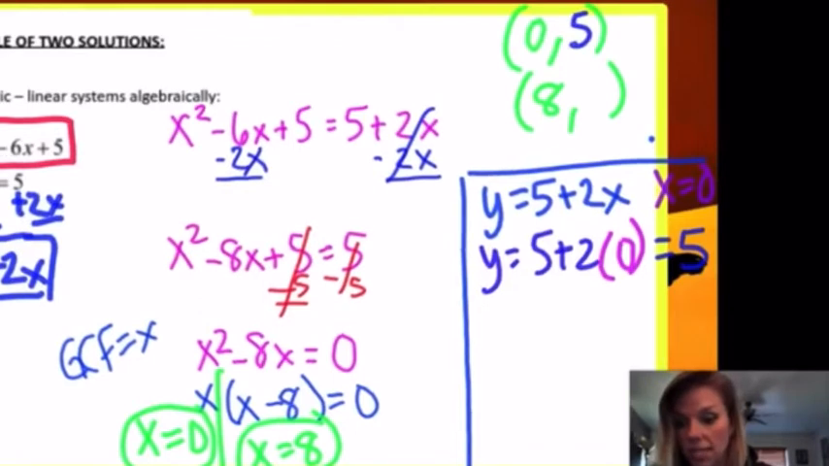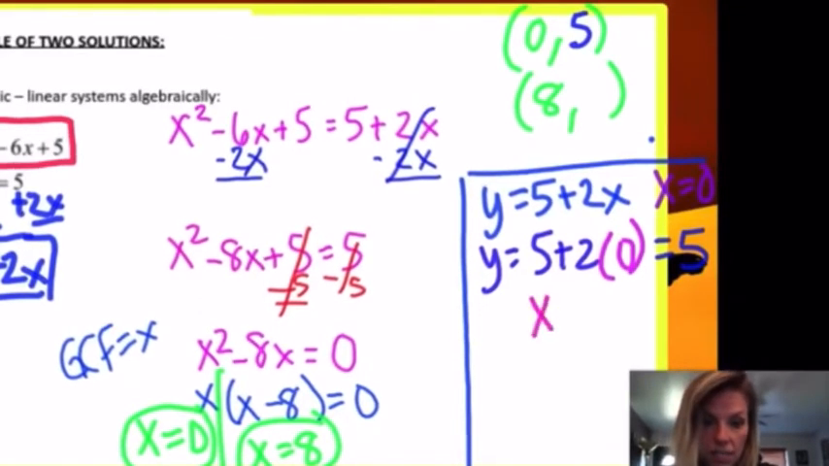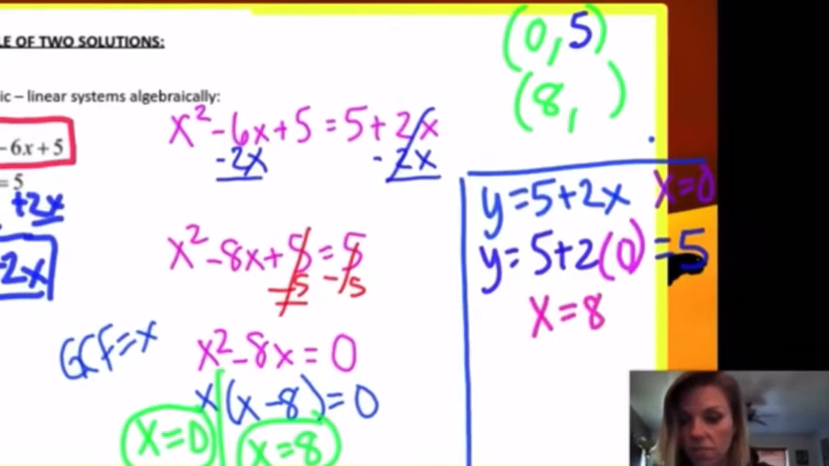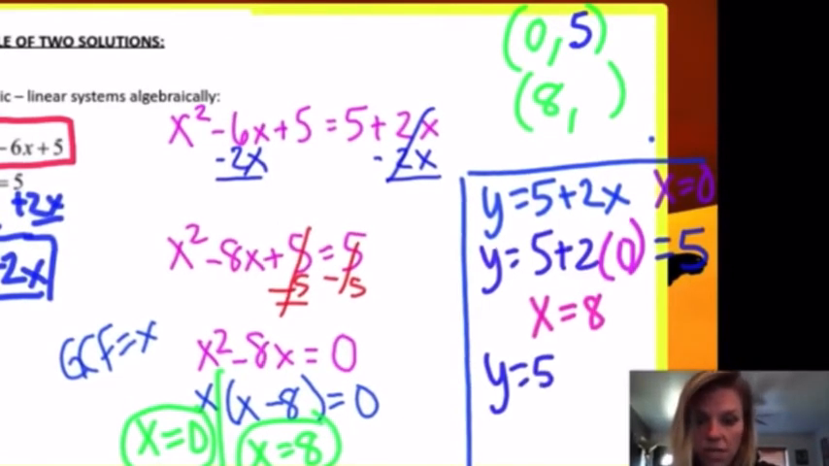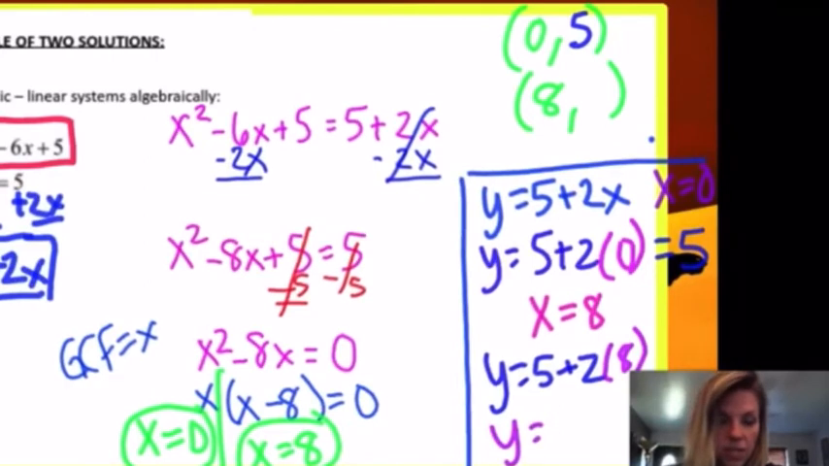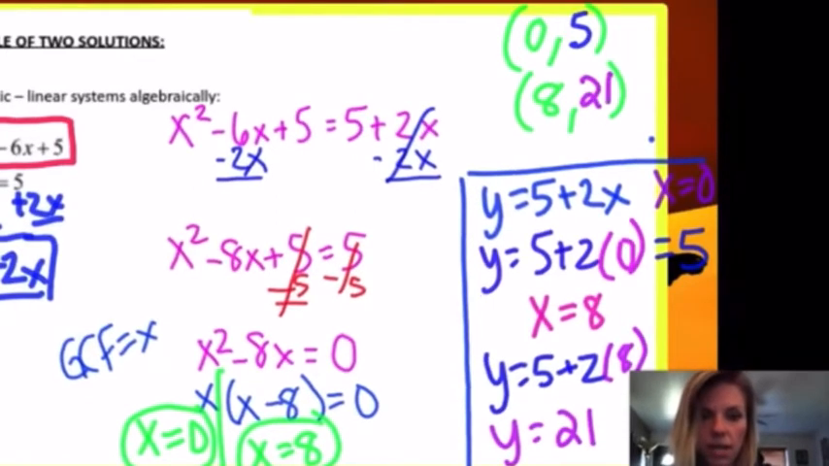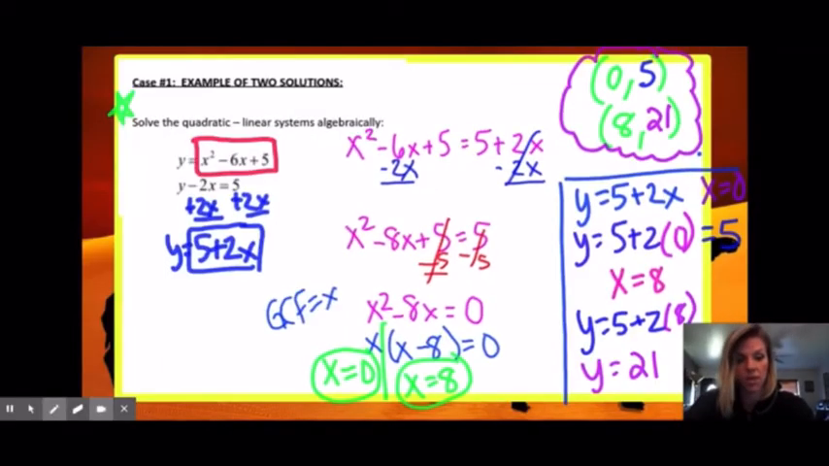Now I'm going to do the exact same thing, but this time I'm going to substitute in x equals 8 because that was our other answer. So using the same equation, y equals 5 plus 2 times 8. Simplify it. 2 times 8 is 16, so 5 plus 16 is 21. So that's the point 8, 21. And now I'm done because I have the points where they cross.